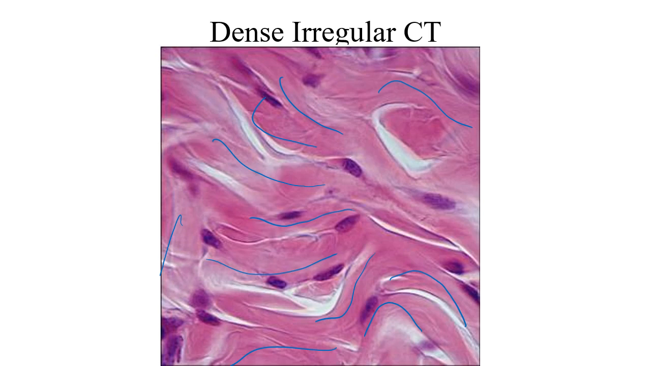And so with dense irregular connective tissue here, this is almost like if we took spaghetti, cooked it, put it in the pot, and then dumped all the water out, and then let it dry again. Now, instead of having strength on either end where we can pull it, now we can pull this in multiple directions and it's going to have some strength to it.